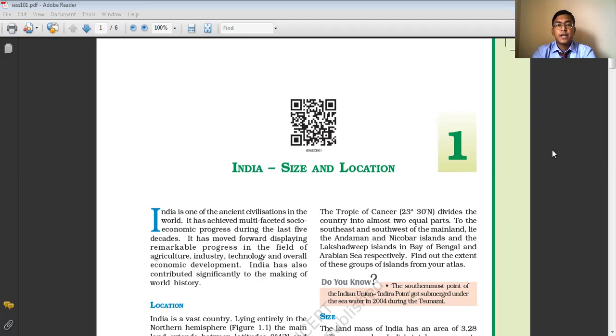So, dear students, I am going to start chapter number 1, that is India, Site and Location. I'm just going to provide you an overall information about chapter number 1. We'll be discussing the entire chapter in brief, which will provide you almost all the important information from this chapter. So let us start with chapter number 1, India, Site and Location.